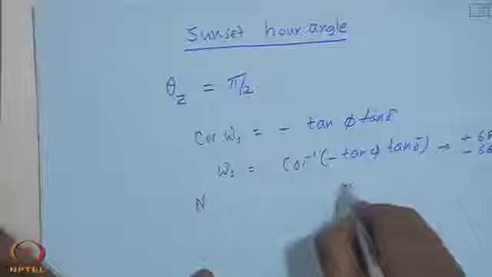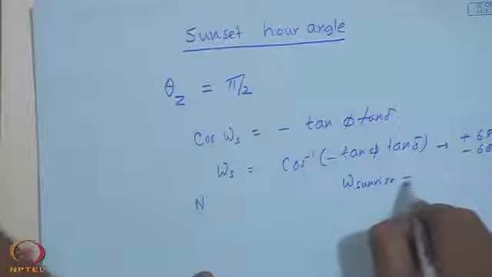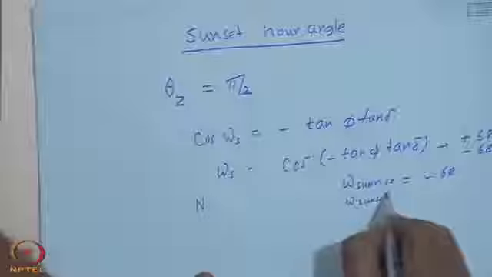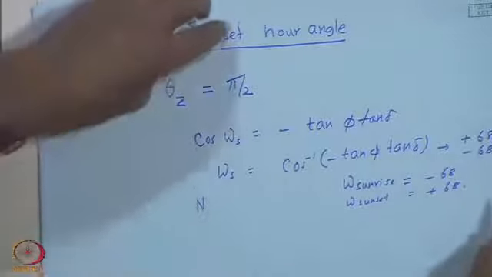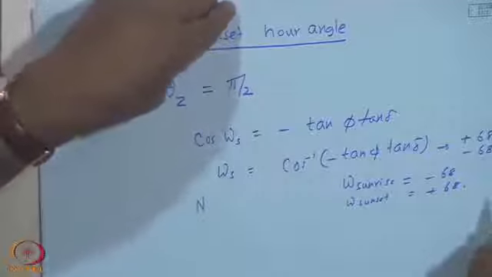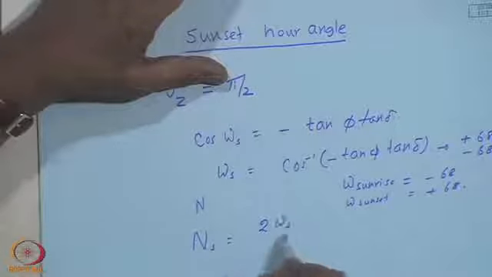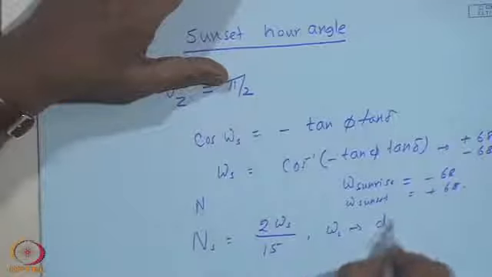By our notation, omega sunrise should be minus 68, omega sunset to be plus 68. That is the reason why we give the terminology as sunset hour angle rather than the sunrise hour angle. So, that omega s, a positive number that I take, is the sunset hour angle. Then the number of hours of sunshine n s will be twice omega s by 15, when omega s is in degrees.